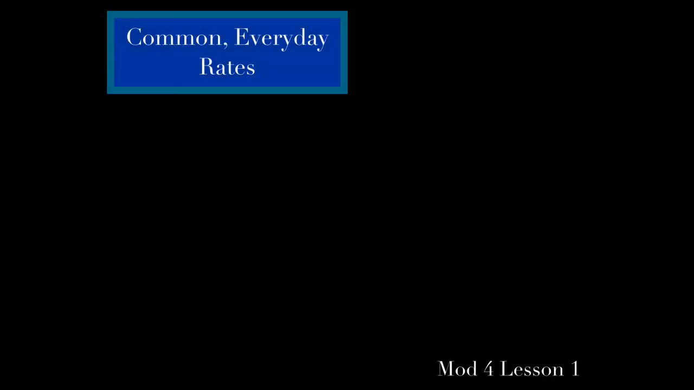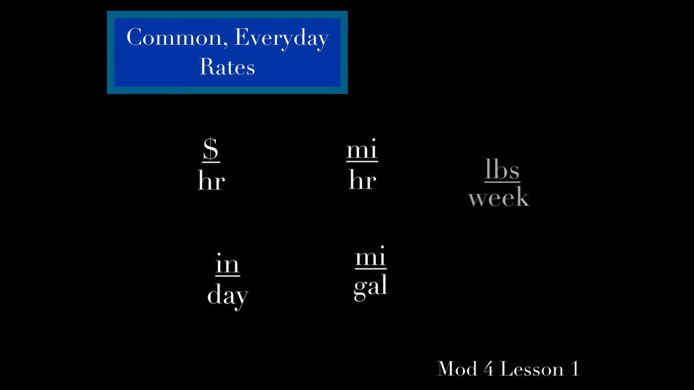So here are some common everyday rates that you might run into. When you get your first job, you're going to get paid in dollars per hour. If you're traveling by car, miles per hour, how many miles you go. Like I said, inches per day might be the number of inches of rain or snow that come in one day. Miles per gallon is pretty common. And we just did the one with the guy losing weight, that would be pounds per week. Okay? So these are what are called rates.